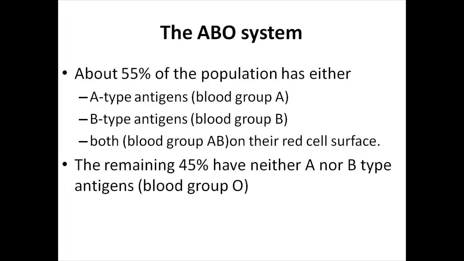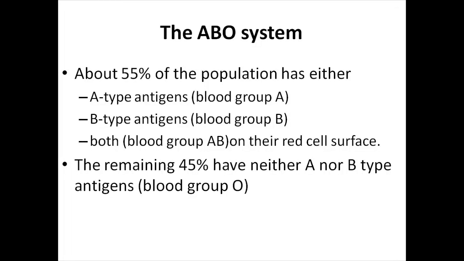And there are individuals who have both surface antigens A and B on their red blood cells. With surface antigens A and B, we consider the individual to have blood group AB. Not A and B, but blood group AB. Yes. And those individuals whose red blood cells lack these surface antigens are considered to have blood group O.